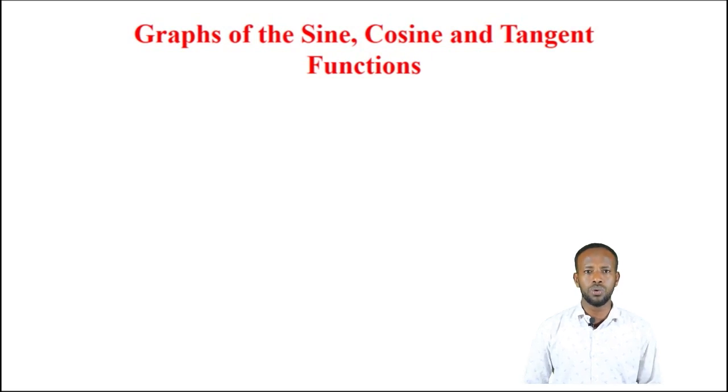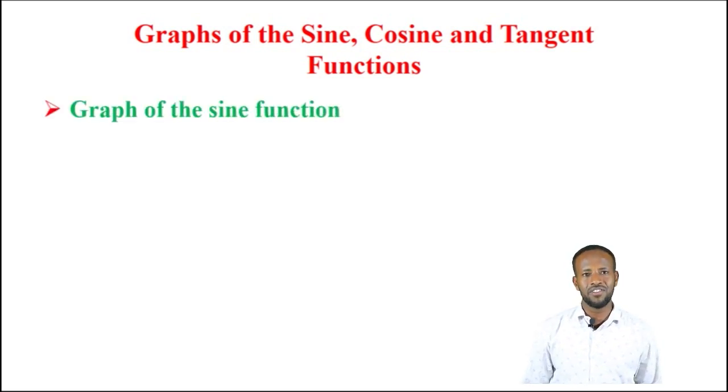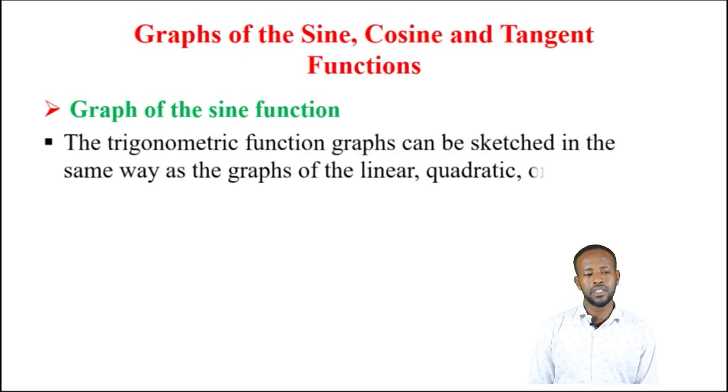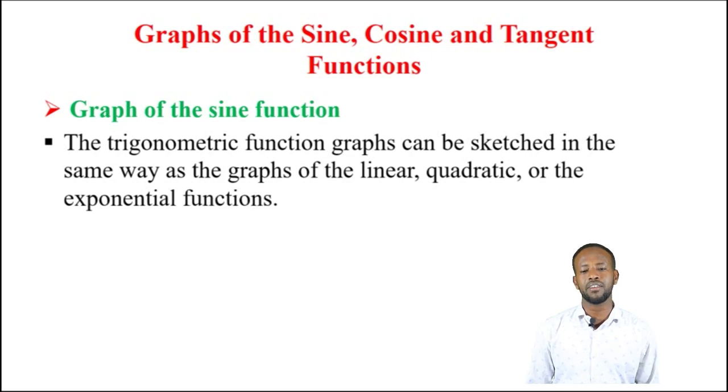We will try to show it on the xy plane. What will change is only what? The numbers on the x-axis will become measures of angles, which means they will be in degrees or in radians. So now, the graph of the sine function. Trigonometric function graphs can be sketched in the same way as the graphs of linear functions, quadratic functions, or exponential functions.